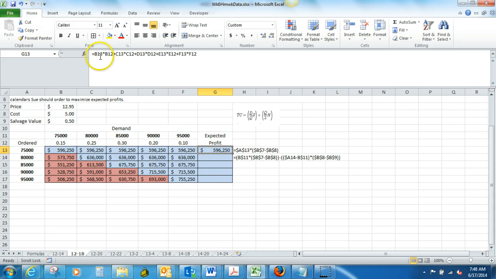And don't forget your absolute referencing on all of the row 12 items. So you need to do an F4 on each one of those so you can copy this formula down. And that should be it.